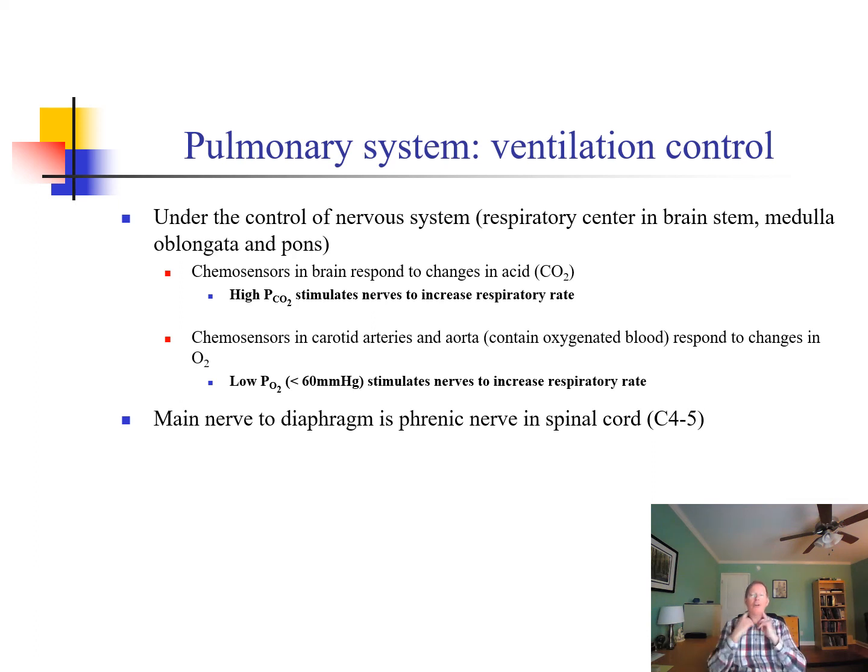Chemosensors in the carotid arteries, which go up to the brain, and the aorta, which comes off of the heart, contain oxygenated blood, and if the partial pressure of oxygen is less than 60 millimeters of mercury, it will stimulate the phrenic nerve to increase the respiratory rate. As I mentioned to you, the phrenic nerve is the main nerve controlling diaphragm contraction, and this comes off at the cervical level of about C3, C4 to C5, which is why if you break your neck, you can actually die of asphyxiation because you can't breathe, because the phrenic nerve is not allowing that.